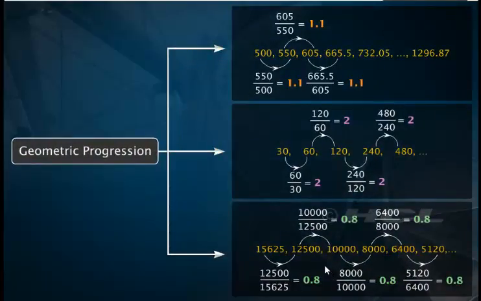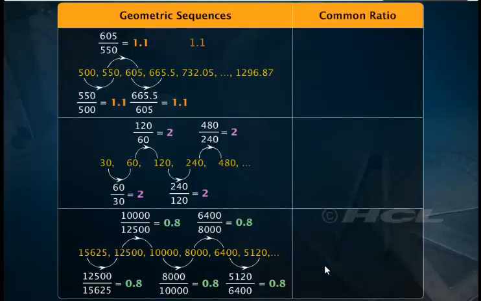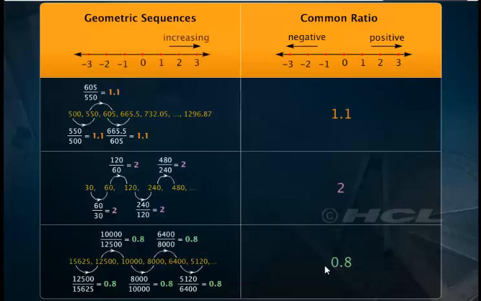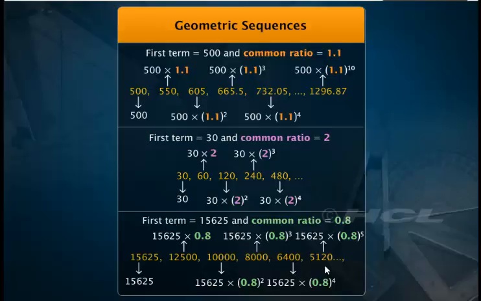In the following geometric sequences, we have observed that each term is in constant ratio with the previous term. The constant ratio is known as the common ratio. This common ratio can take any negative or positive value, but cannot take the value 0. As a result, we have increasing and decreasing geometric sequences respectively. Further, each of these geometric sequences can be written with respect to the first term and the common ratio as shown.